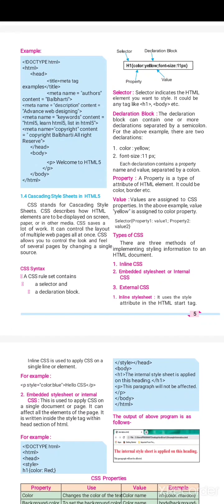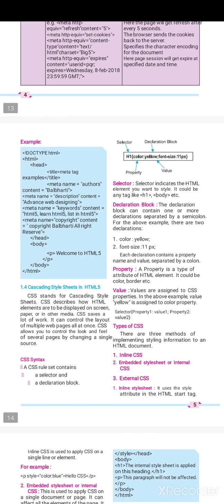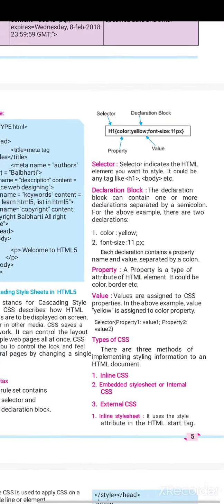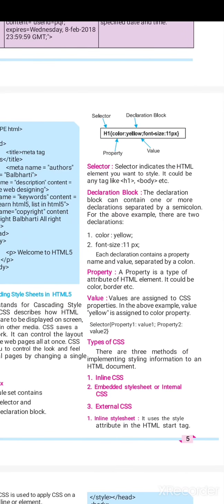See here once again, CSS stands for cascading style sheet, which describes how HTML elements are to be displayed on screen or on paper or in other media. It saves a lot of work and it holds multiple effects. So a declaration box is given here: selector, property and value.